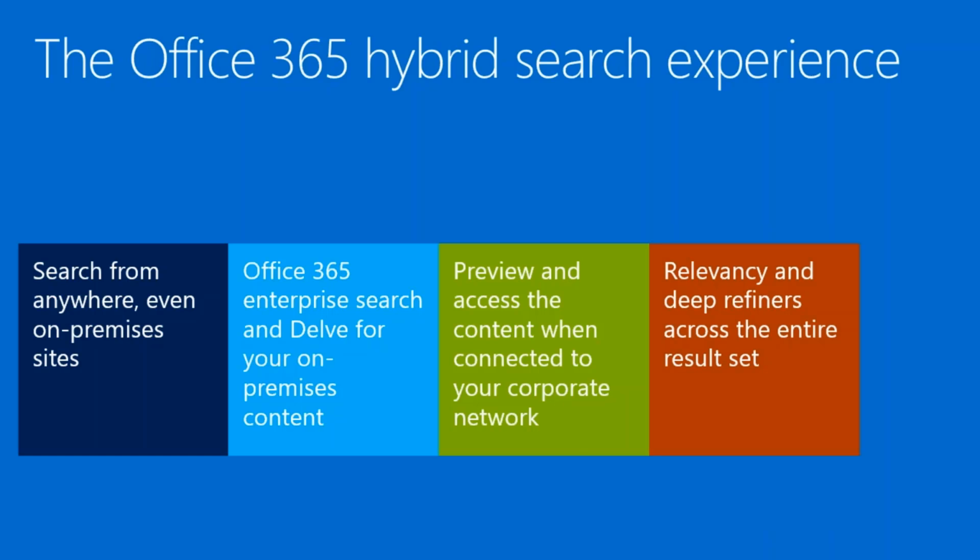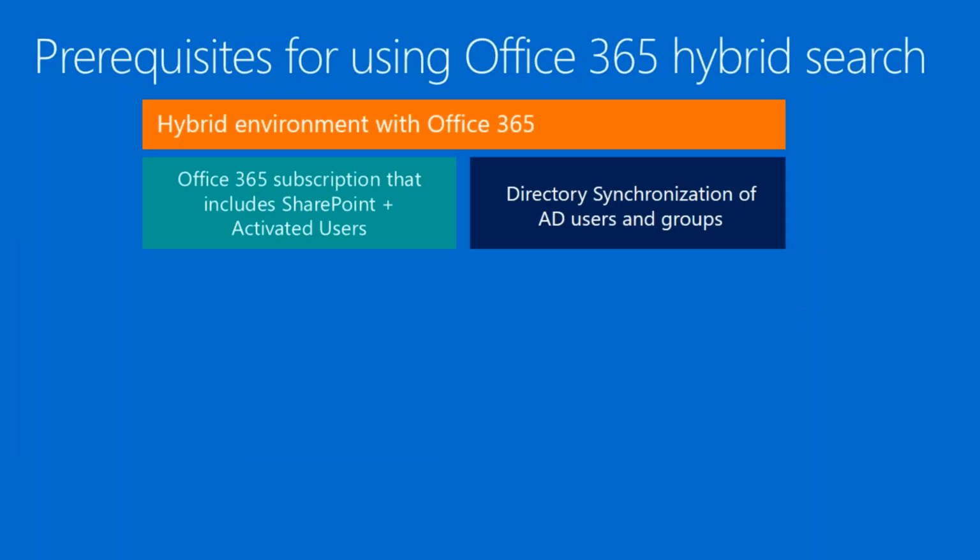And then I mentioned this in the first pillar, but definitely the relevancy and refinement across the entire result set uses the same properties. And so that's one of the things we'll be demonstrating today: the use of relevance and managed metadata or taxonomy to be able to show those results in both search experiences, Office 365 as well as on-prem.